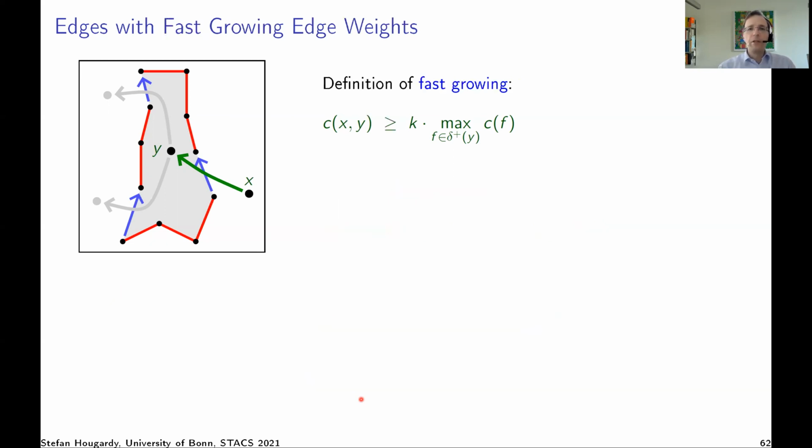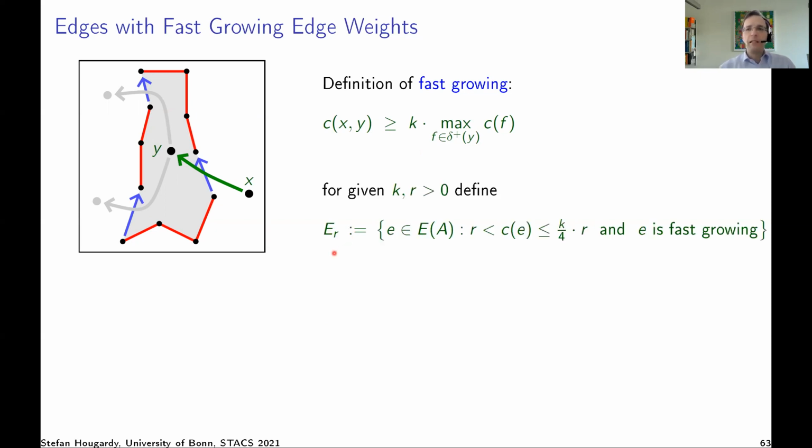Now for the fast-growing edges, these are the edges where the edge weight is at least a factor of K larger than any other edge on the boundary, or in the dual graph incident to this vertex Y. For these, it's a bit more complicated to get a bound. We have to subdivide the set of fast-growing edges into sets E_R, where E_R contains all the fast-growing edges which have a C value between R and K over 4 times R.